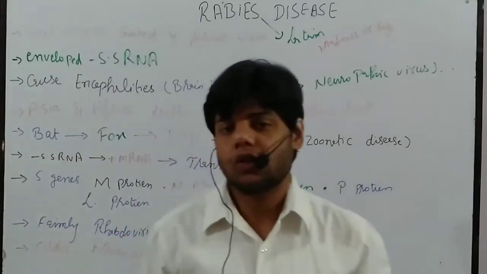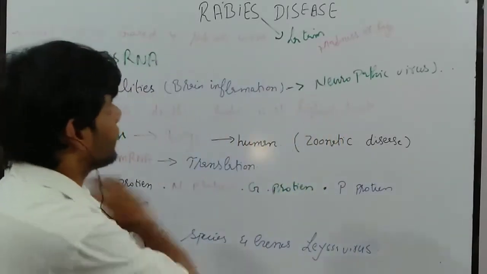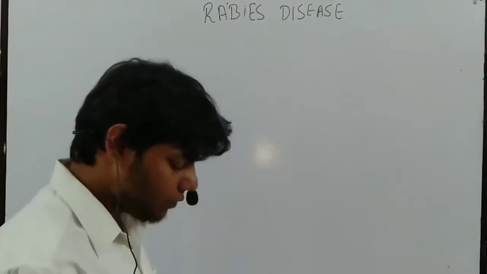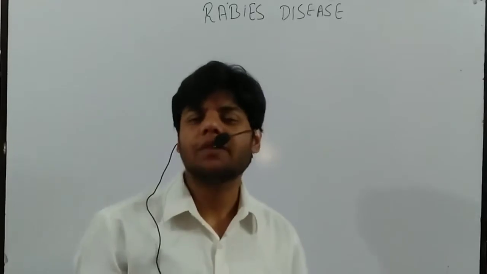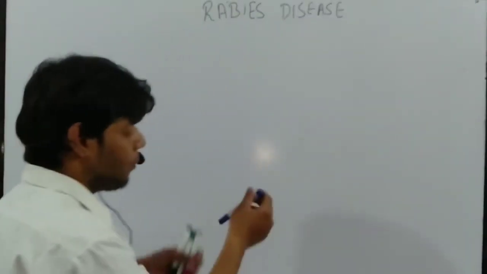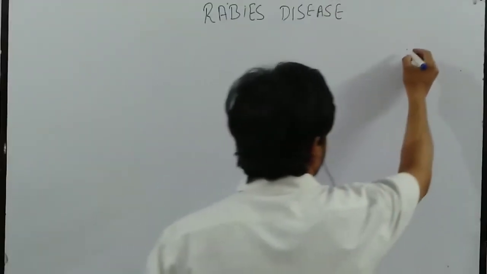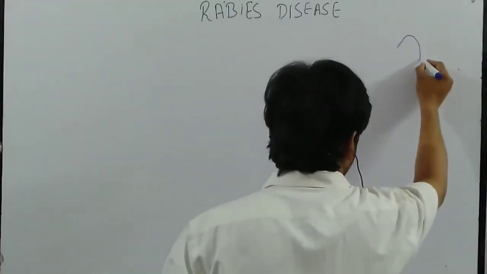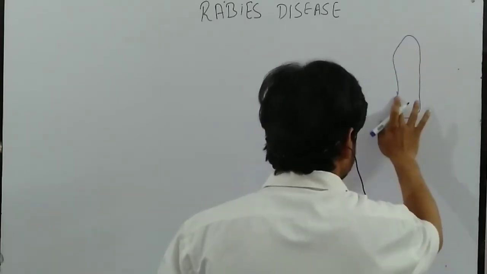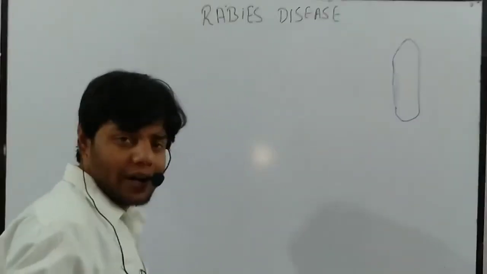Then we have the structure of the rabies virus, how the rabies virus looks. So let me erase this and explain the structure. Rabies viruses usually look bullet-shaped. If I draw the structure, it will look like this form. So, bullet-like in shape.